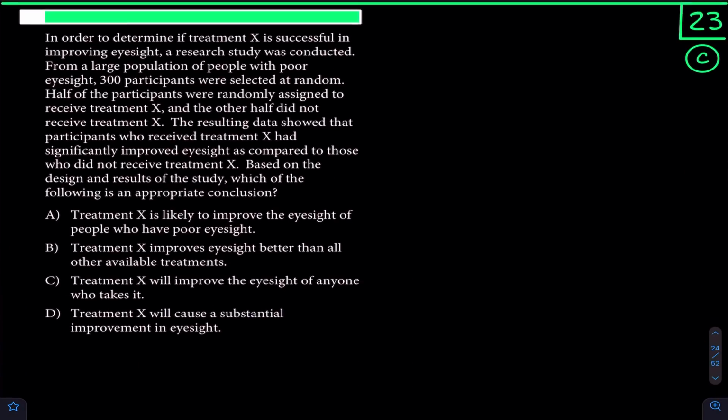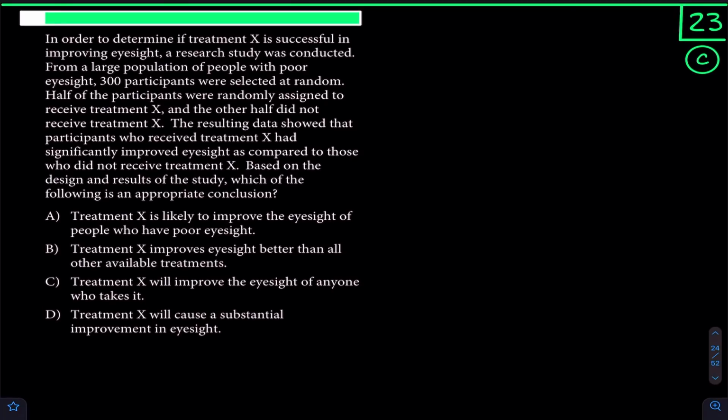So we're going to move on now to problem 23. Problem 23 says, in order to determine if treatment X is successful in improving eyesight, a research study was conducted. From a large population of people with poor eyesight, 300 participants were selected at random. Half of the participants were randomly assigned to receive treatment X, and the other half did not receive treatment X. The resulting data showed that participants who received treatment X had significantly improved eyesight as compared to those who did not receive treatment X. Based on the design and results of the study, which of the following is an appropriate conclusion?